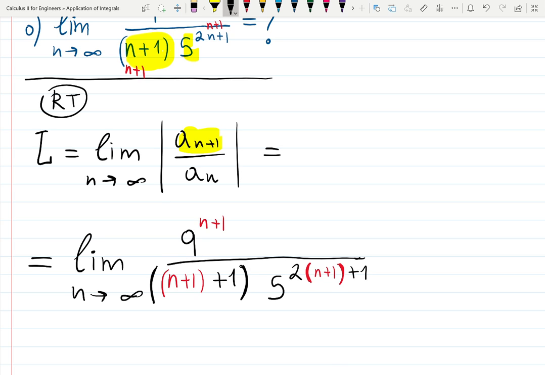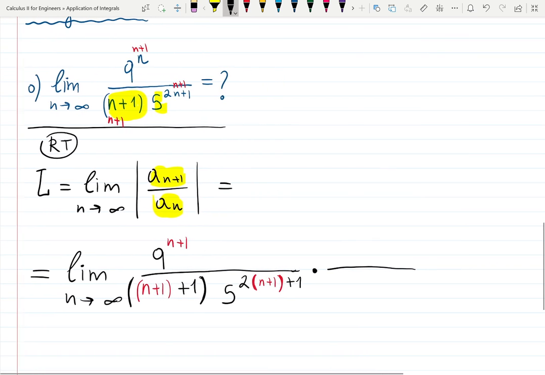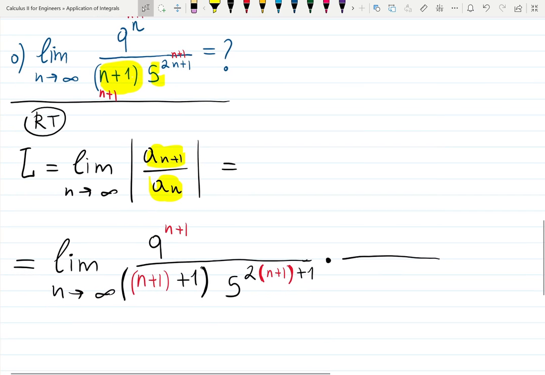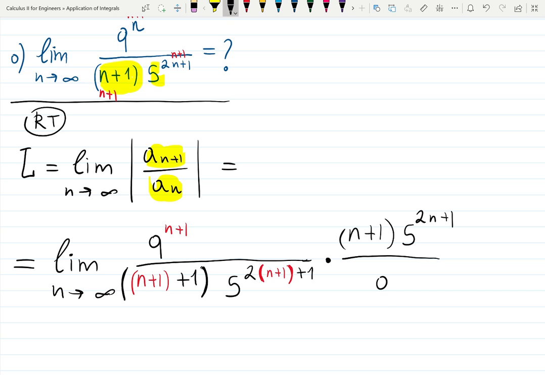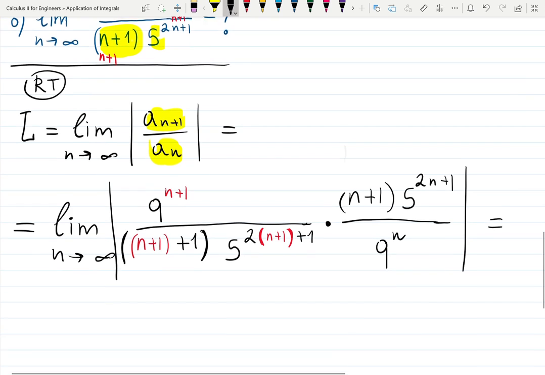Now I will divide by a n, that's what the formula says, but it's just smarter to multiply by the reciprocal of the original fraction. So I'll multiply by the original a n, but flipped. The fancy word for flipping is multiplying by the reciprocal. So I will have n plus 1 and 5 raised to the 2n plus 1 at the top, 9 to the n at the bottom, and an absolute value to ignore any possible negative signs.